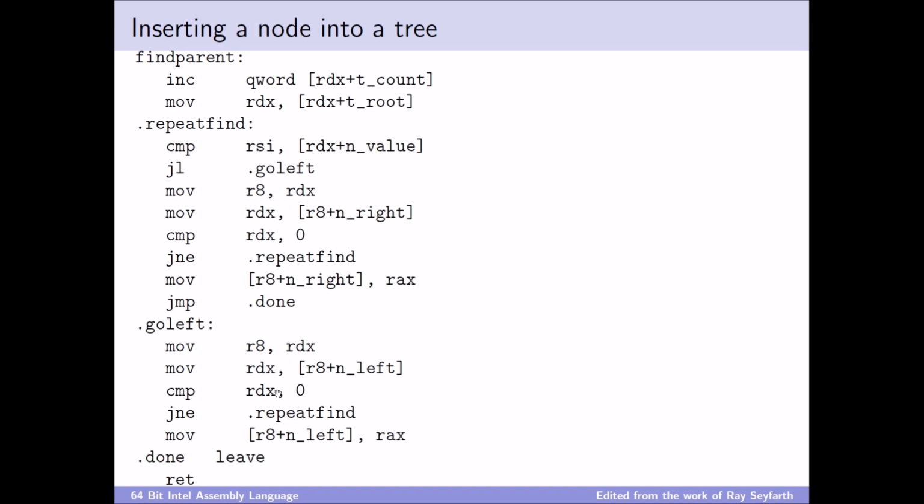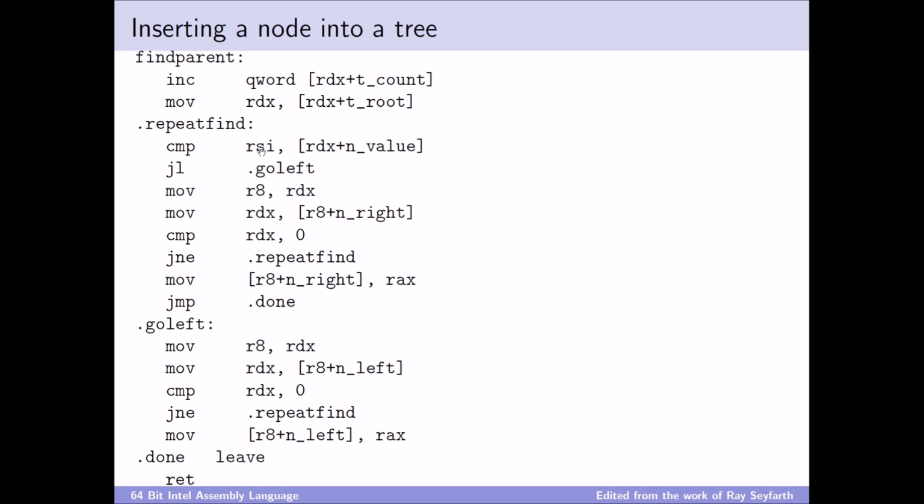If, however, we are in a situation where we see that we're not at the end of the tree and RDX is not equal to 0, we then jump back up to this repeat find label, and now we have to continue our search to find where to insert. So we again compare RSI with what is the new current node and what its value is, and based on that we'll decide whether we need to jump left again.